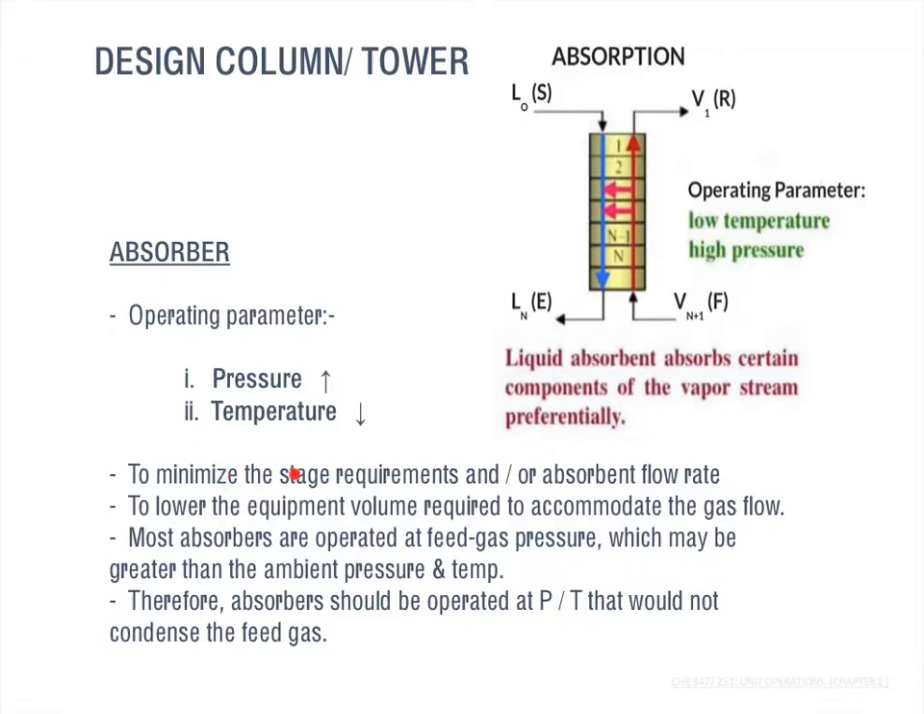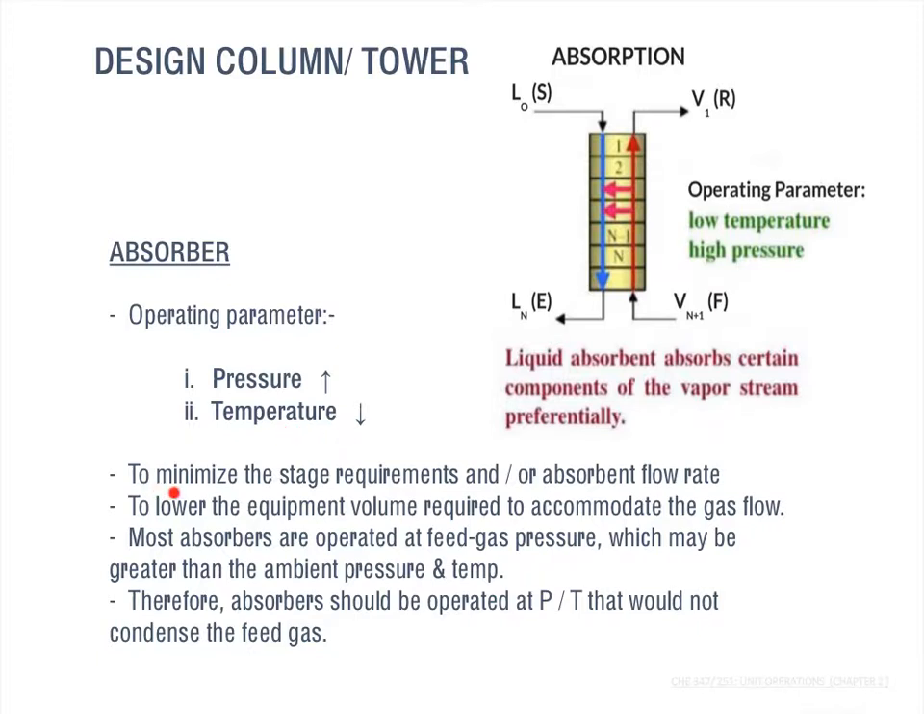The following are the design criteria of the gas absorption column. The operating parameters for the absorber are pressure and temperature. Normally, the operating pressure in the absorber is very high, but the operating temperature for the absorber is normally at room temperature.